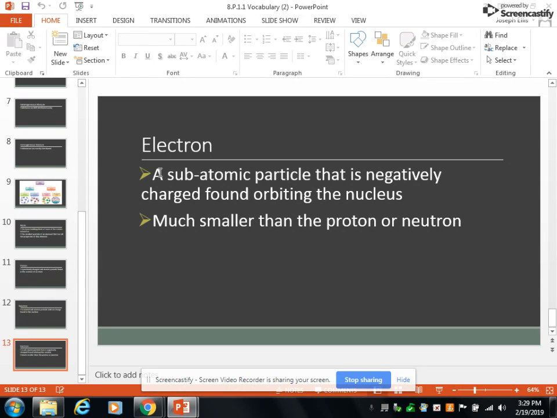Now, electrons are what cause things to combine. Two atoms combine and react together because one takes one and one gives up one, and so they kind of share it. That's how things actually react with each other and combine to form compounds.